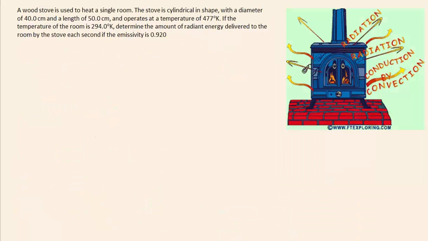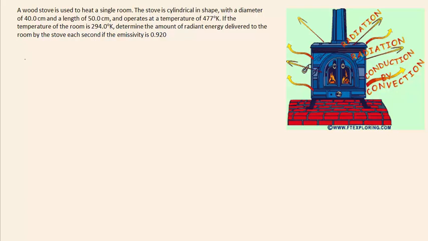In our second example, we're given that a wood stove is used to heat a single room. The stove is cylindrical in shape with a diameter of 40 centimeters and a length of 50 centimeters, and it operates at a temperature of 477 degrees Kelvin. If the temperature of the room is 294 degrees Kelvin, determine the amount of radiant energy delivered to the room by the stove each second if the emissivity is equal to 0.92.